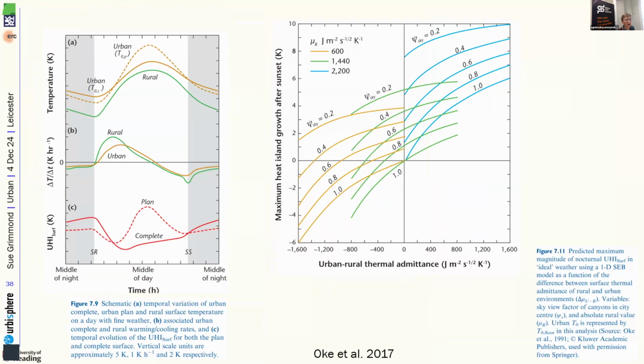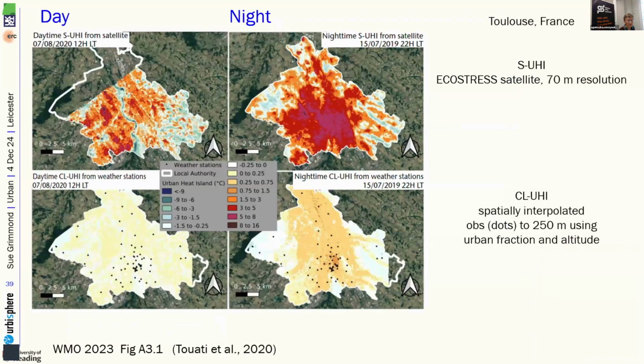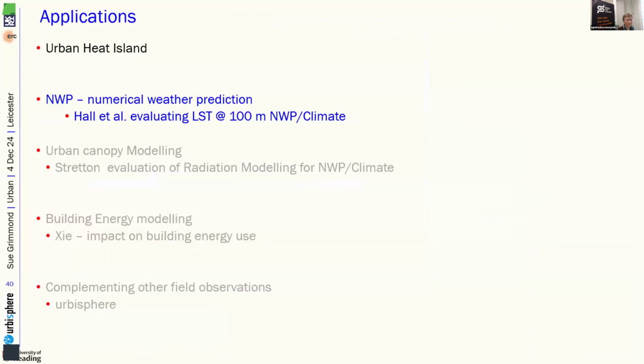We need to think about that in terms of the materials that buildings are made out of, and also their sky view factors. And then we can look to get spatial variations of that between day and night, and relate those to air temperature. Numerical weather prediction may be interested in this, whereas we get a very different result if we were looking at the surface temperature from, in this case, ECOSTRESS.